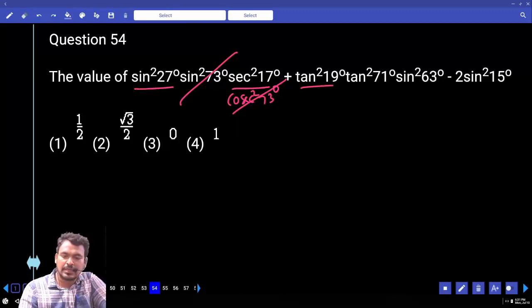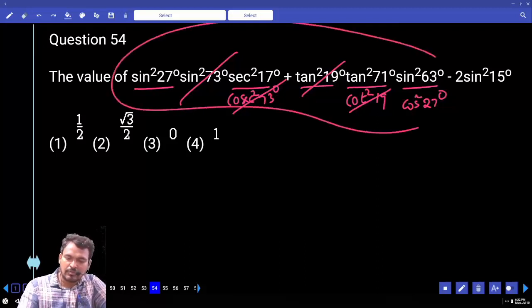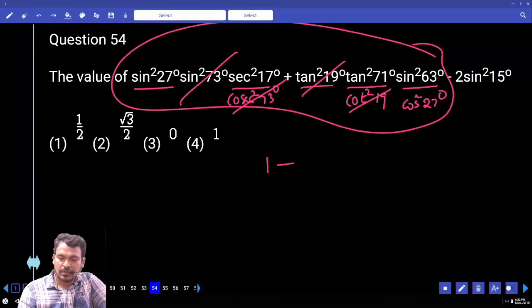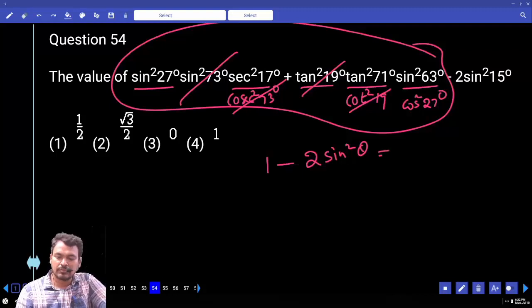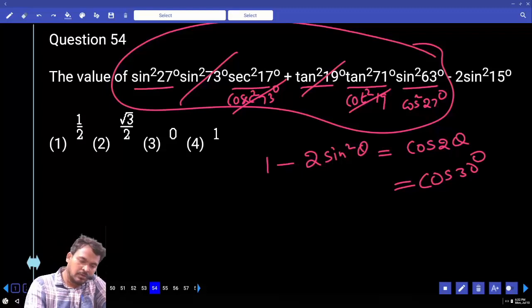Another one, tan square 19 and tan square 71. Tan square 71 we write as cot square 19, so these two are cancelled. Next sin square 63 is also written as cos square 27, so sin square theta plus cos square theta means the entire value we are getting how much? 1 minus 2 sin square theta. 1 minus 2 sin square theta means what is the formula? Cos 2 theta. What is the theta value? 15. Cos 2 theta means cos 30. Cos 30 means root 3 by 2.